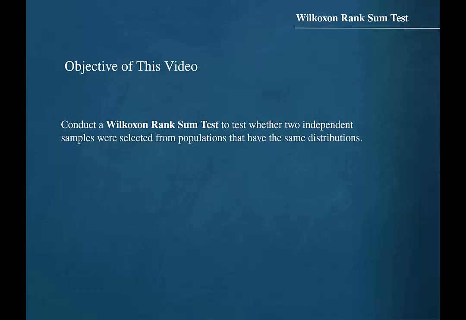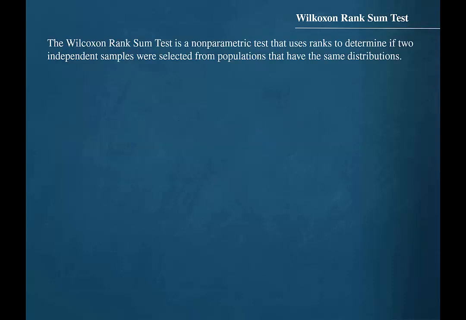The objective for this video is to learn how to conduct a Wilcoxon Rank Sum test to test whether two independent samples were selected from populations that have the same distributions. The Wilcoxon Rank Sum test is a non-parametric test that uses ranks to determine if two independent samples were selected from populations that have the same distributions.